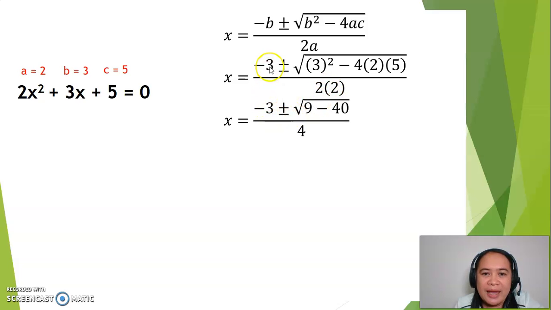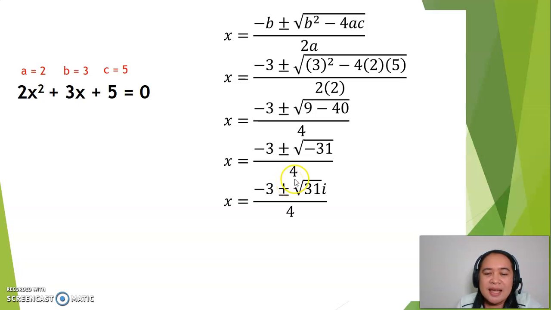So therefore, we will have negative 3. This is 9. Negative 4 times 2, it's negative 8. Times 5, it's negative 40. And 2 times 2 will end up with 4. Next, 9 minus 40 is negative 31.